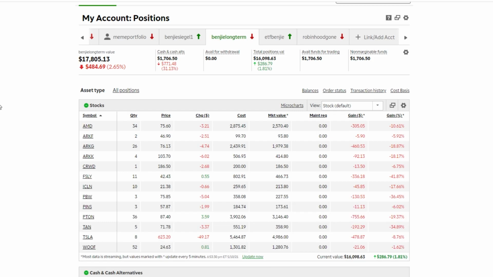Next up, we have the long-term growth portfolio, which is not very important because none of these stocks really pay dividends, or if they do, they're very, very small. But just to give you a real quick look at this.